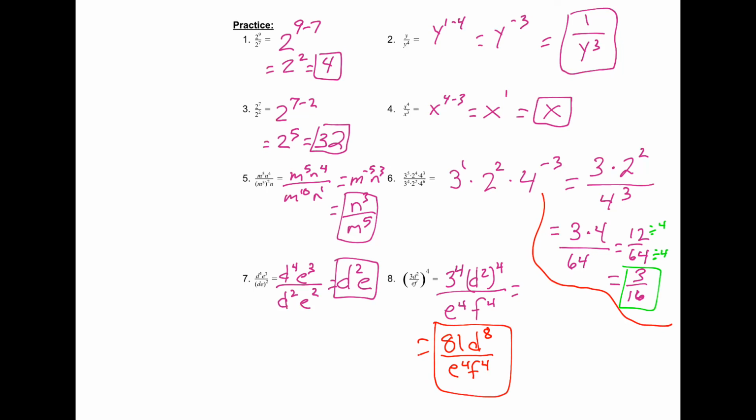Notice I know I'm done with this answer because there are no negative exponents and there are no duplicate letters. If I had duplicate letters, that means you can still go further. But I have a d, an e, and an f, and then just the 81 there.